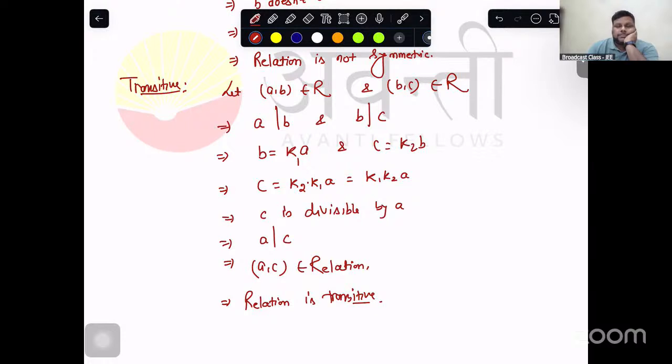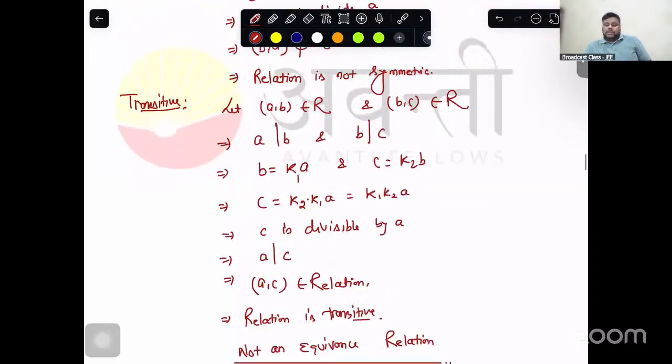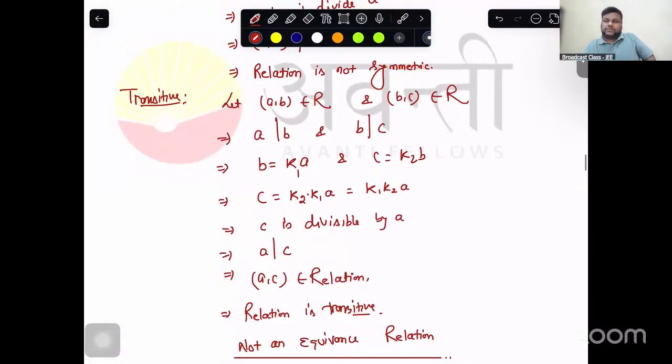Tell me. Yes, sir. So now the relation is reflexive and transitive, but it is not symmetric. So it is not an equivalence relation. Have a look, and tell me if there is something which you need to know further.